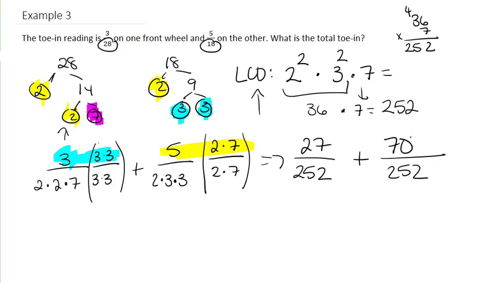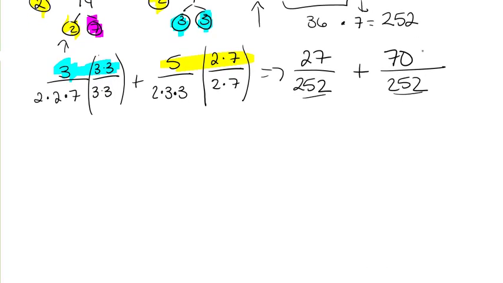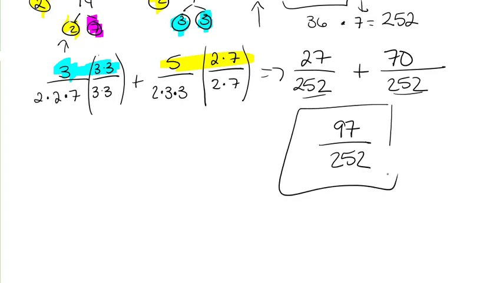So now we have our addition problem that we can now add because we have a common denominator of 252. So when we add 27 plus 70, we get 97. And then we would put that over 252. And this would be our final solution to this problem. So let's go ahead and do one last example.